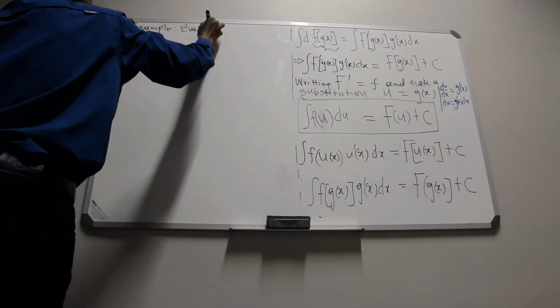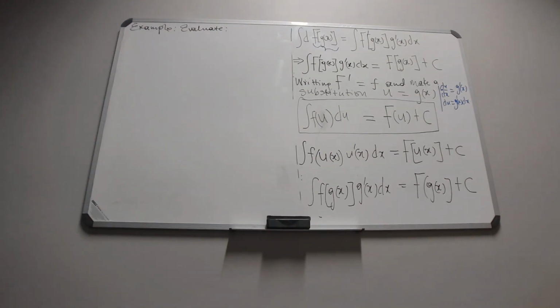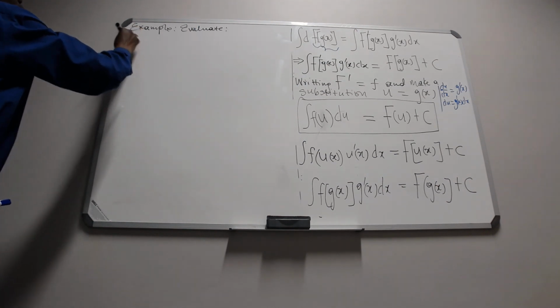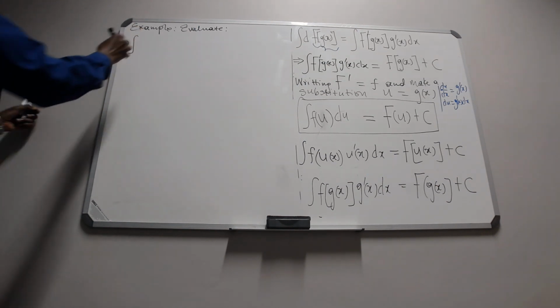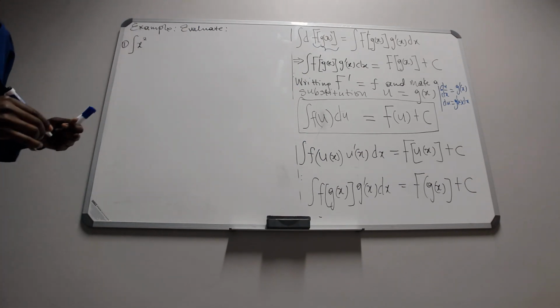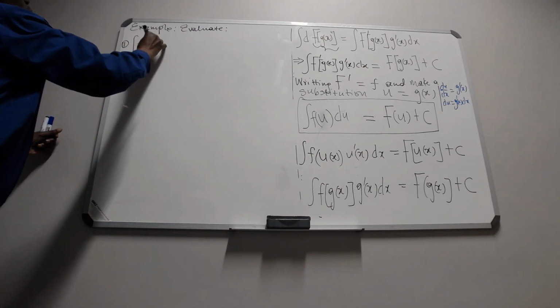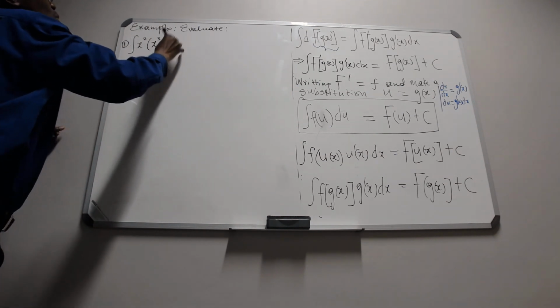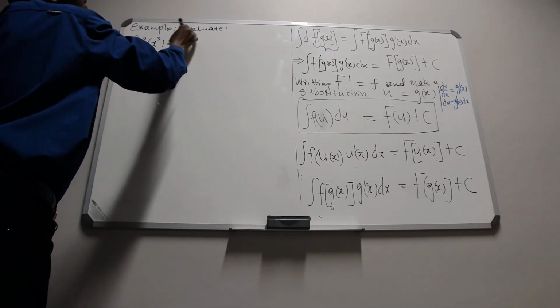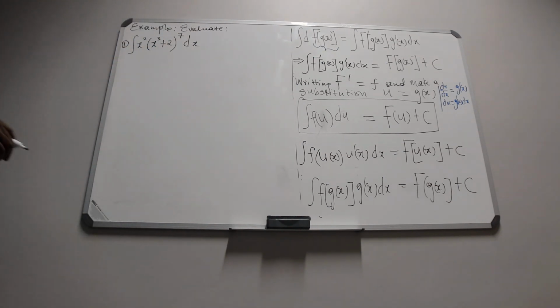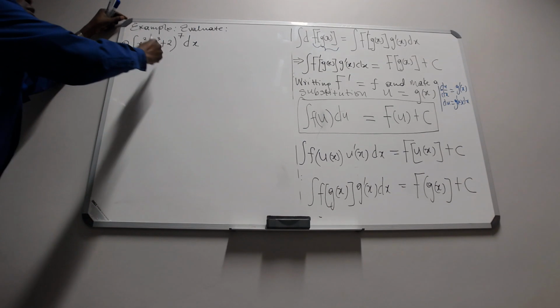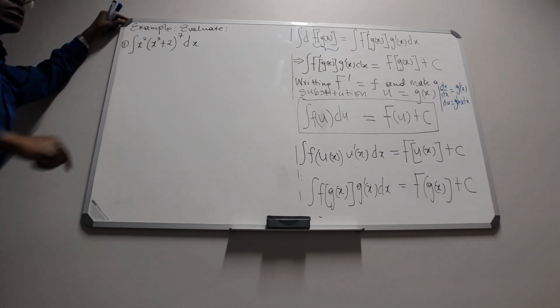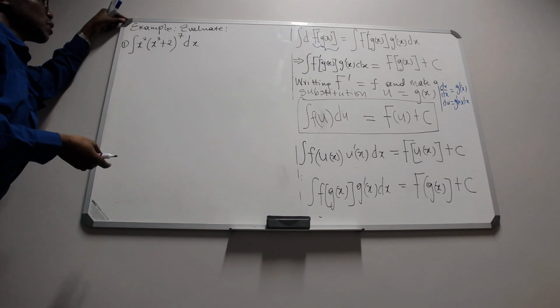Let us take this example. Evaluate. We have the integral, number 1, the integral of x squared into x cubed plus 2, raised to the exponent 7, dx. So in this case, you can see that there's no need for you to first multiply this out, because it takes a lot of energy to do that.